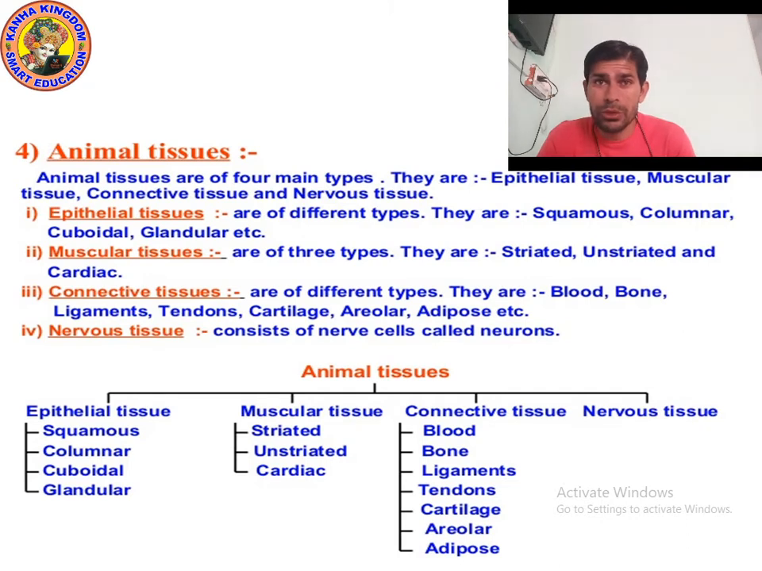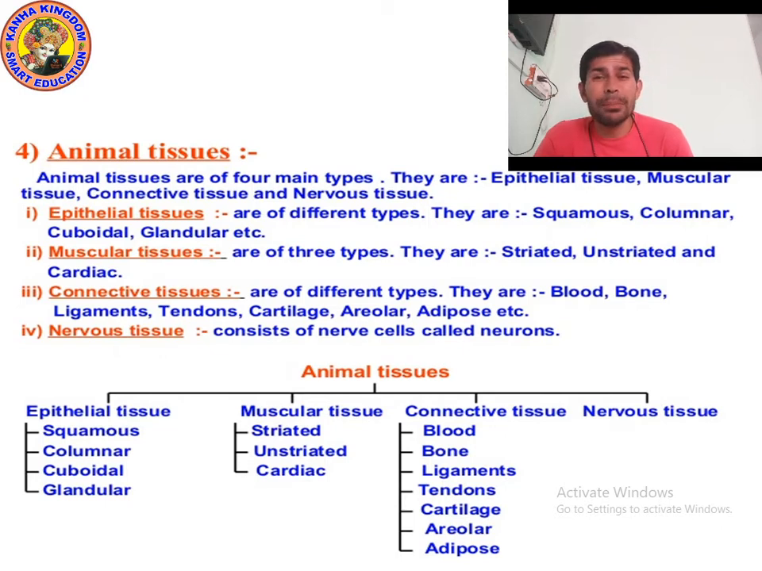What is the spelling of squamous? S Q... squamous tissue. What is the spelling of columnar? Columnar. Cuboidal tissue. Glandular tissue. And there is one more epithelial tissue, ciliated, although it is not given. So these are the epithelial tissues.